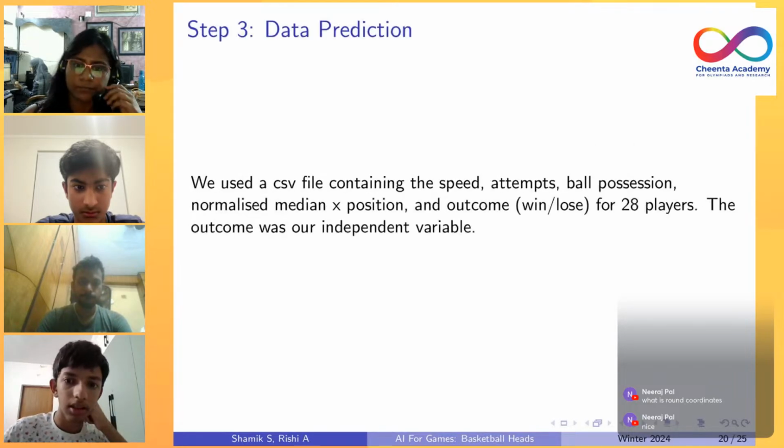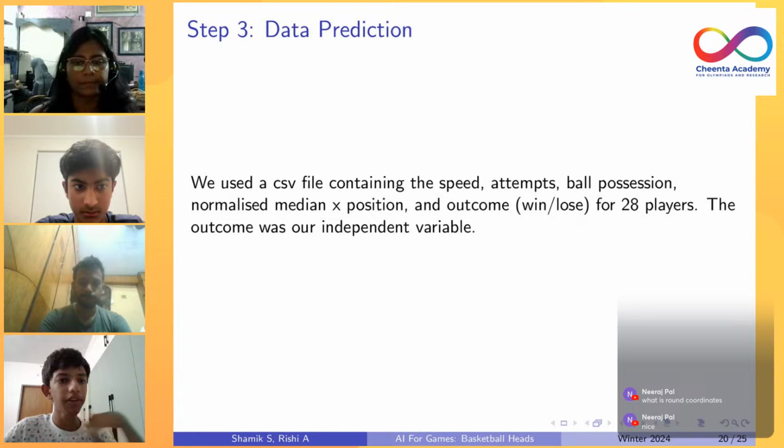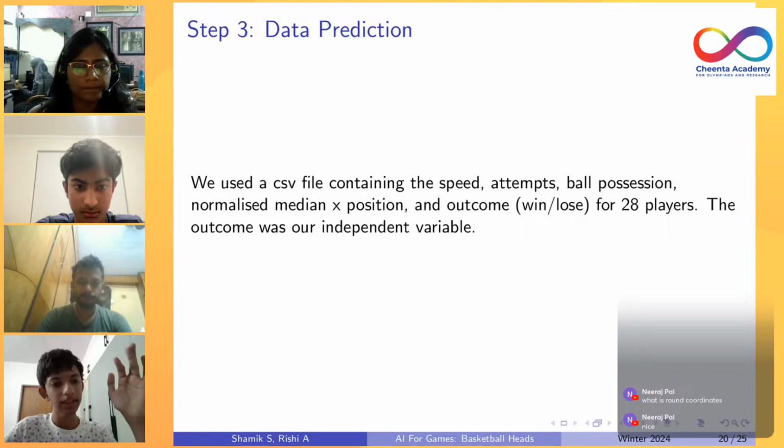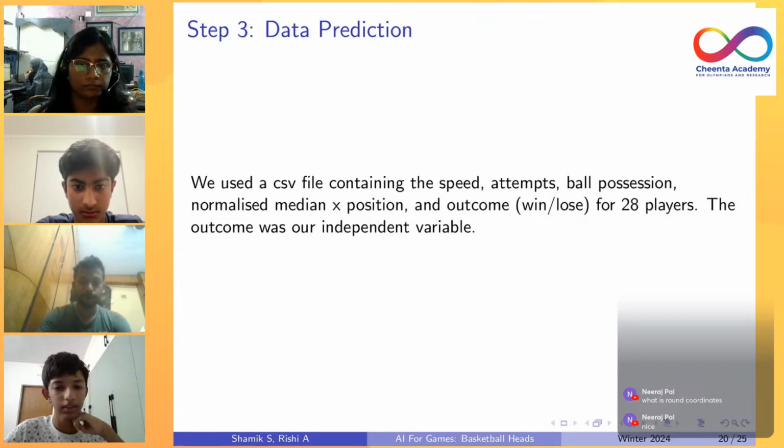Now, after that program was made, we did step three, data prediction. As Rishi showed earlier, there was a CSV file containing the speed, attempts, ball possession, normalized median X position, basically to ensure there's no bias between player and opponent, and an outcome, which is one for win, zero for lose, for 28 players. The outcome, win or lose, was the dependent variable.